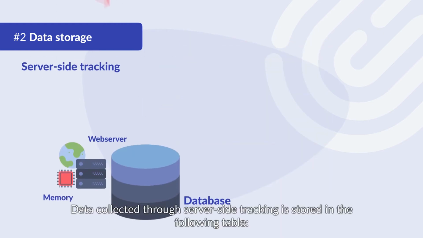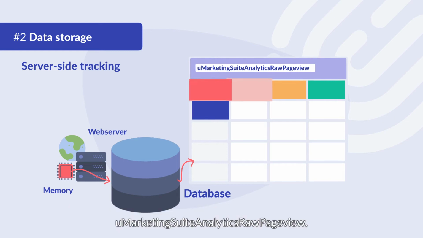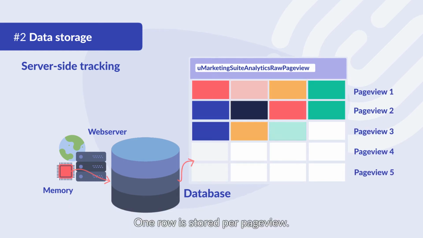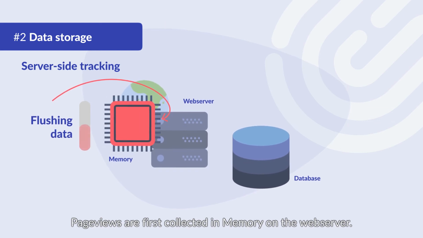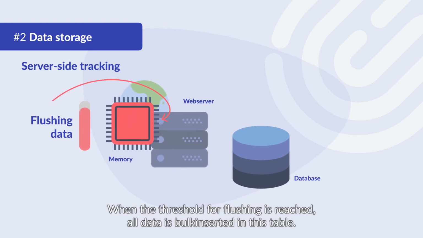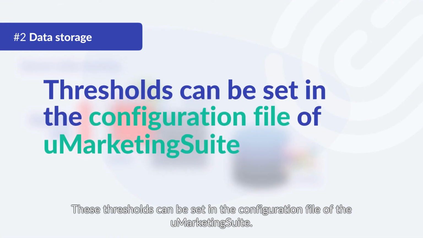Data collected through server-side tracking is stored in the following table. 1 row is stored per page view. Page views are first collected in memory on the web server. When the threshold for flushing is reached, all data is bulk inserted in this table. These thresholds can be set in the configuration file of the uMarketingSuite.